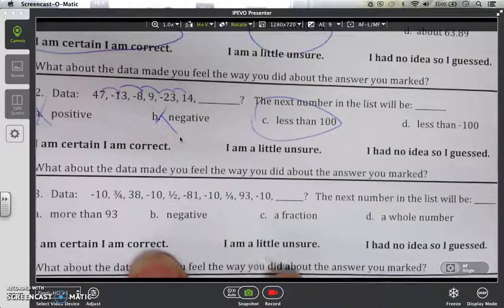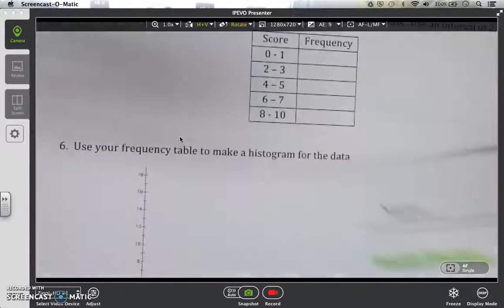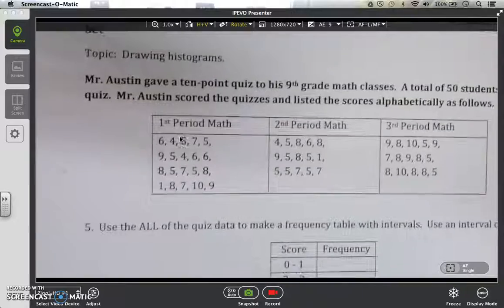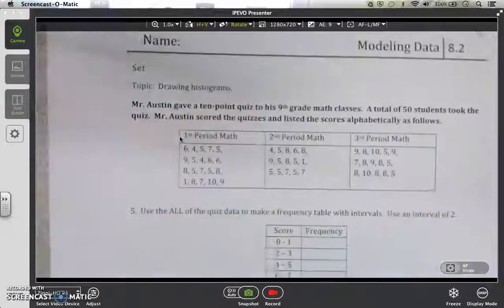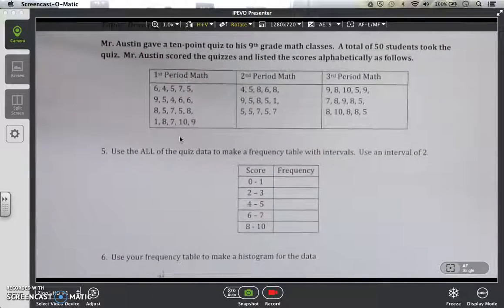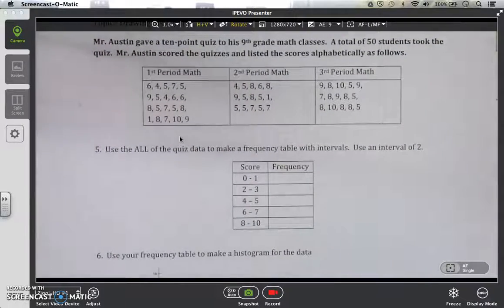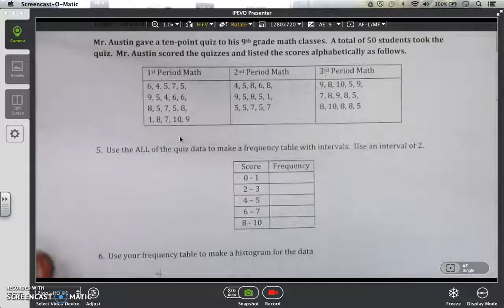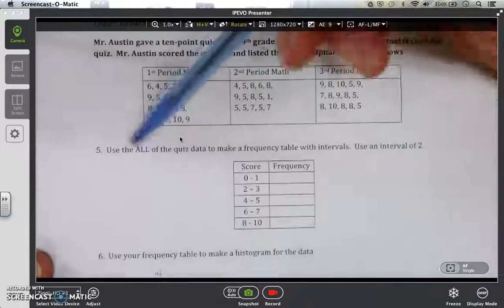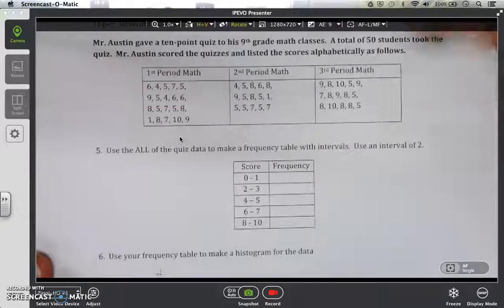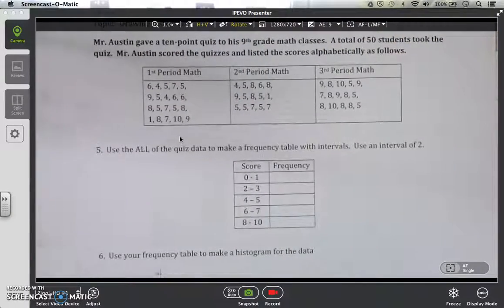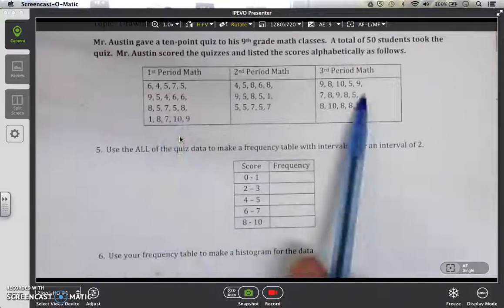Okay, so that being said, let's move to the next page of 8.2 so I can help you out with that. This is just more practice with a frequency table and drawing a histogram. We did this in 8.1, but let's talk about it a little bit more here. We want to use all the data, and we've got numbers here all over the place. I can't really tell anything looking at these numbers other than they all look like they're about 10 or less. Other than that, I can't really tell where most of the numbers are.